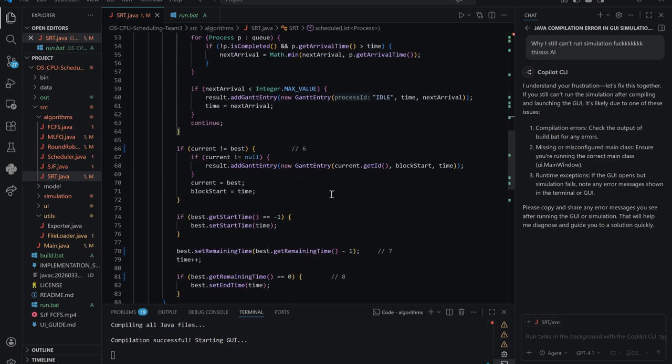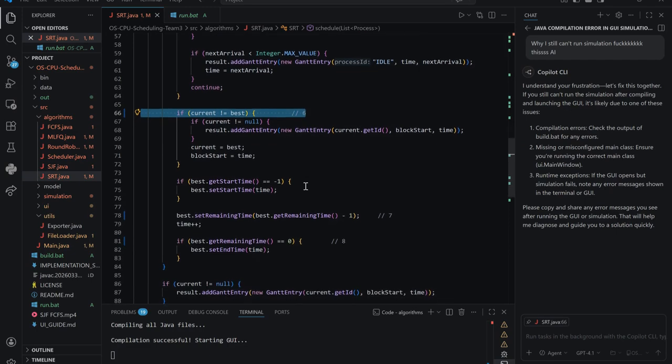After this, it is line 66, if current is not equal to best. It means if a shorter job appears, it switches immediately and saves the previous process in the Gantt chart. This is the most important concept as well.